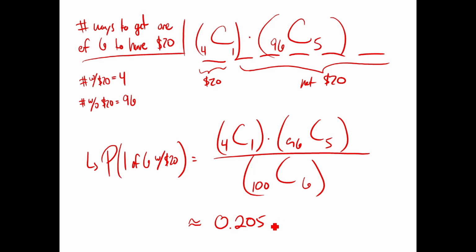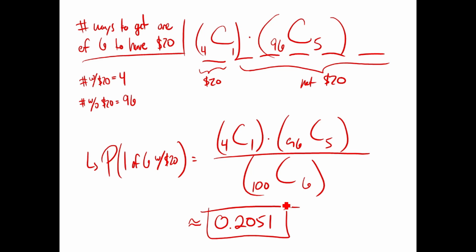Let's do 4 decimals. 0.2051. Yeah. All right. There you go. So actually, pretty good. There's over a 20% chance that your kid might end up with one $20 bill in their Easter egg basket. It's pretty good. Okay.